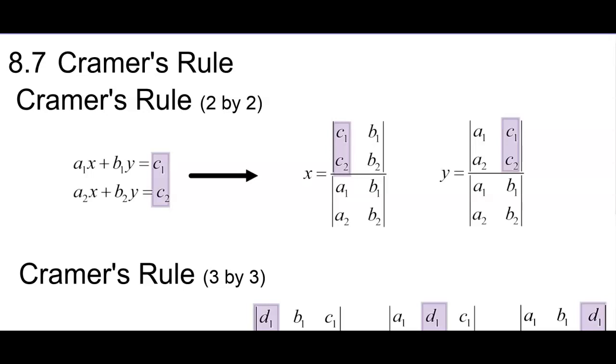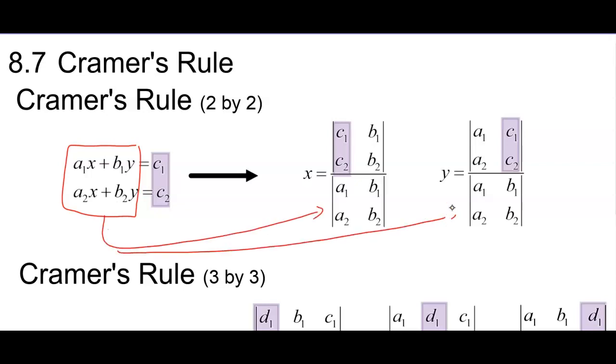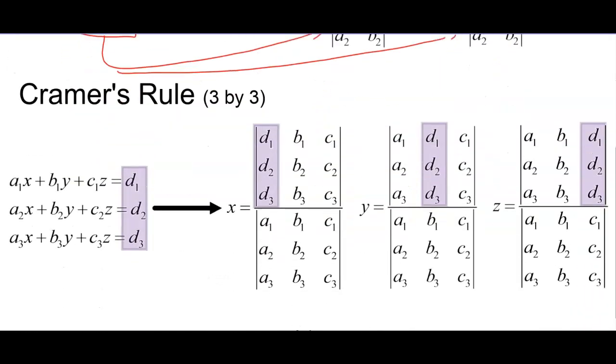With Cramer's rule, you basically make a grid out of the coefficients of your variables, just the a's and the b's, the coefficients of the variables, and that makes your denominator. And then for your numerator, if you're solving for x, you replace the x column with the constants. And if you're solving for y, you replace the y column with the constants. And that exact same procedure for making the answers to a system of equations also works for 3x3 systems.